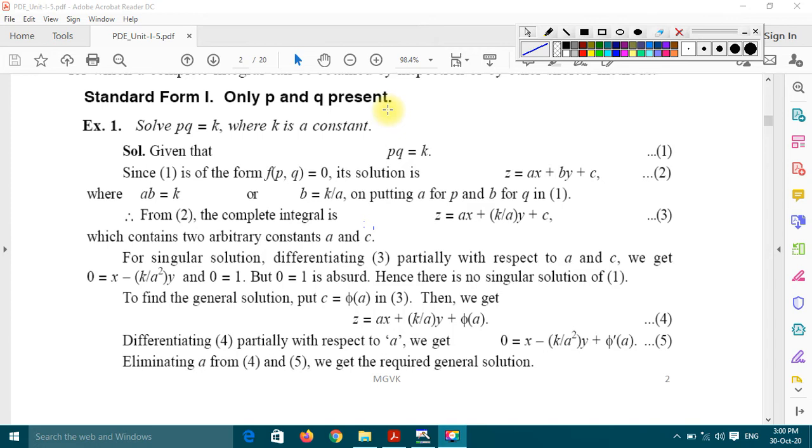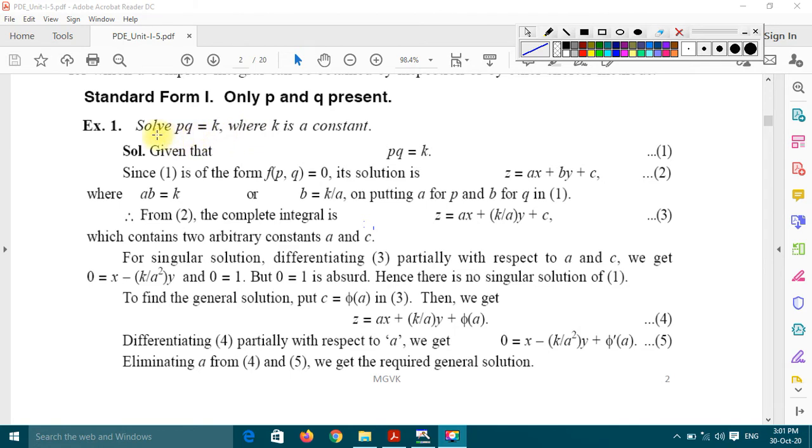You know, in Charpit's method, the given differential equation is of order 1 and non-linear. That means the product of the derivatives p and q, that is, dz by dx and dz by dy, is present, or they are of degree greater than 1. Such an equation is known as a non-linear differential equation. We discussed this in our first lecture, on the classification of partial differential equations.